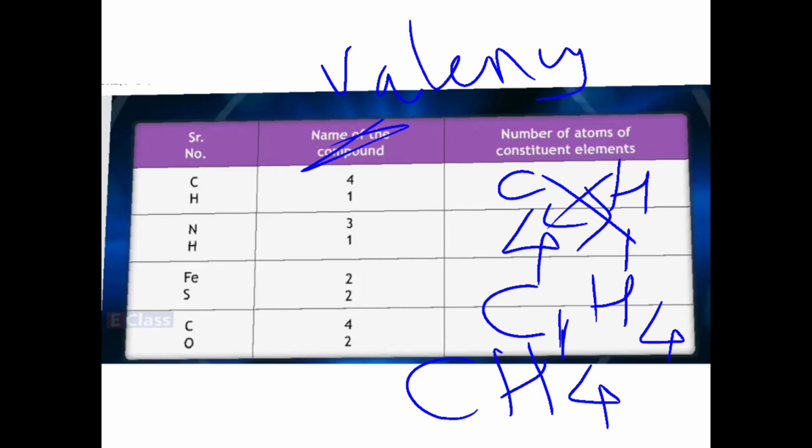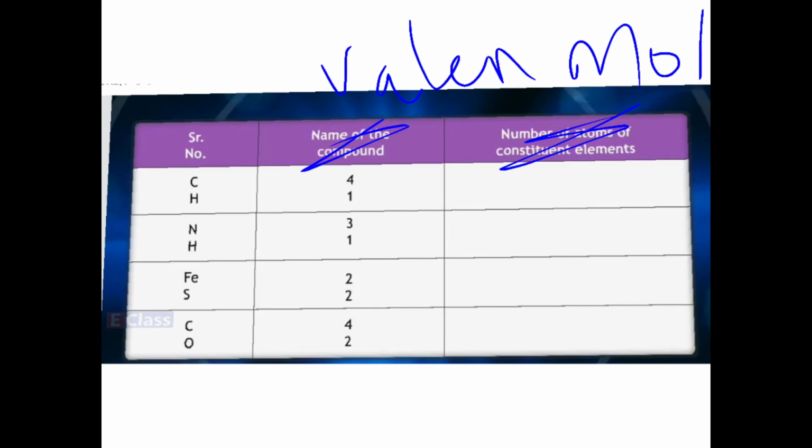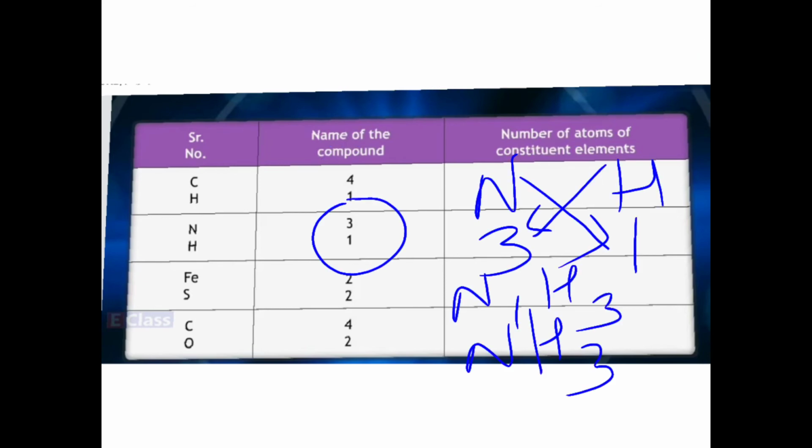We cannot do it. So the molecular formula, the heading printed is wrong, the molecular formula will become CH4. Is this clear, children? Now here, nitrogen valency is 3, hydrogen valency is 1. After writing the valency below the symbol of the element, cross multiply and try to write in a reduced form. So we got the answer as NH3. That's the formula of ammonia.